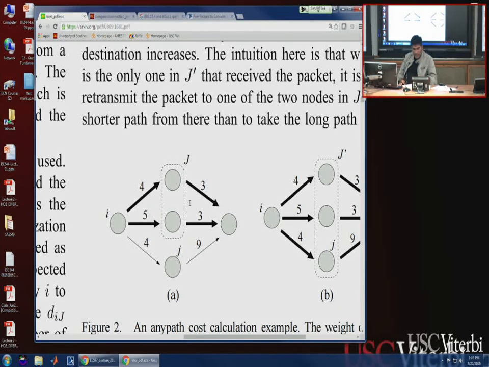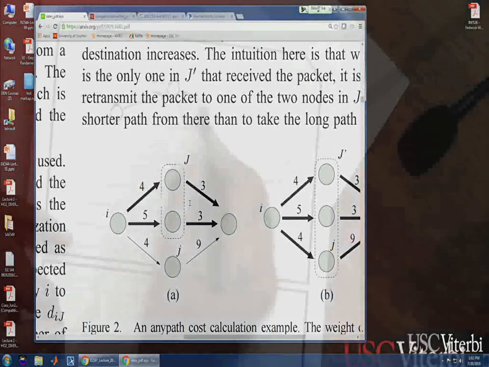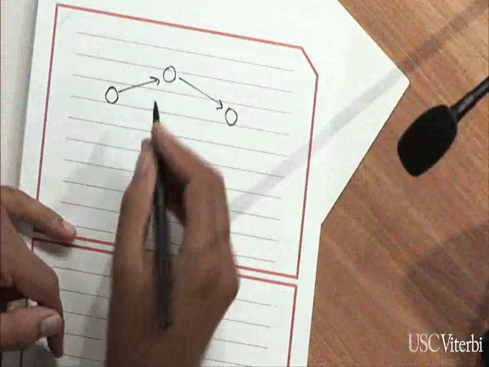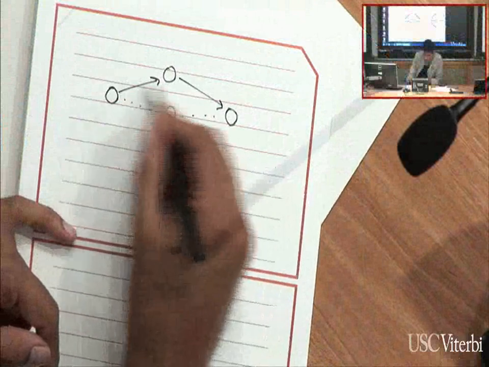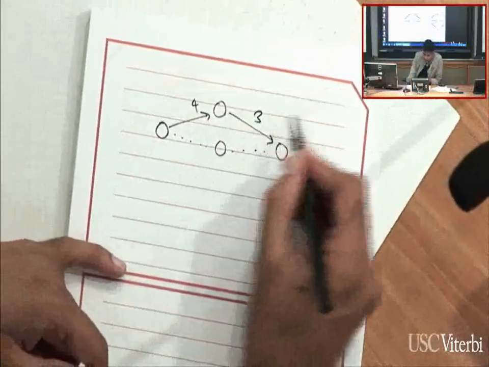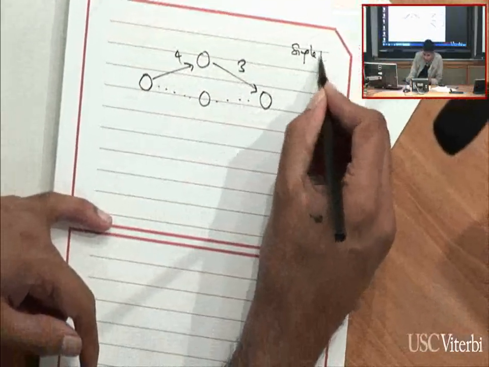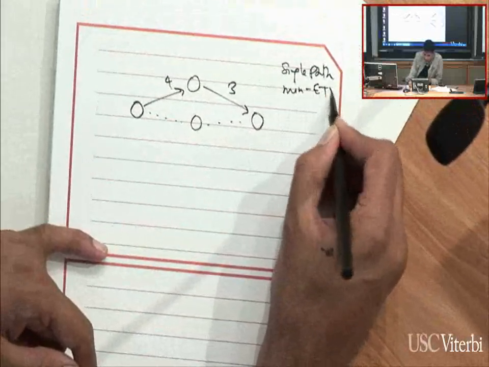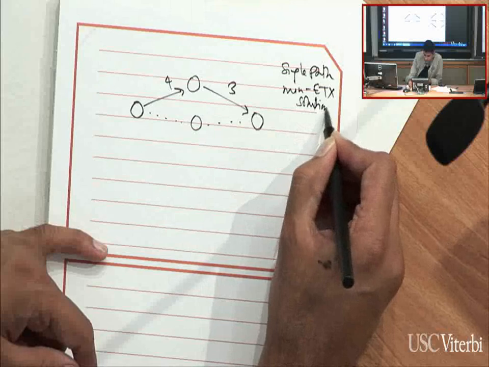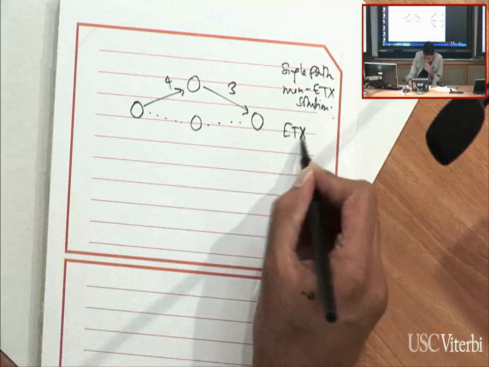So if I can have the document camera again, please. We're going to consider two alternatives. Alternative one is just using the top route, and we said that is our single path, min-ETX solution, and it incurs a total ETX of 7.